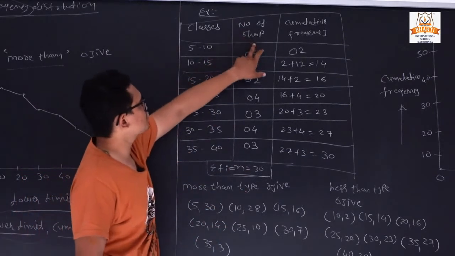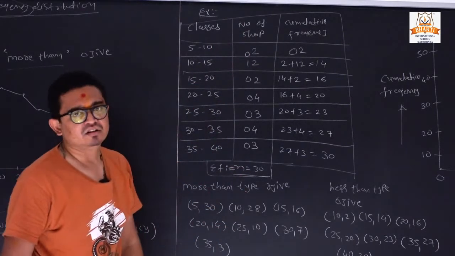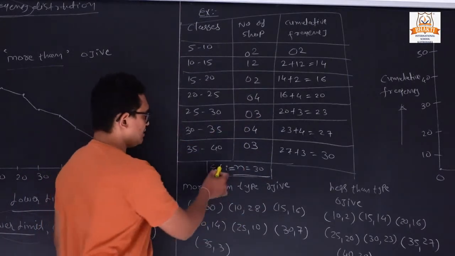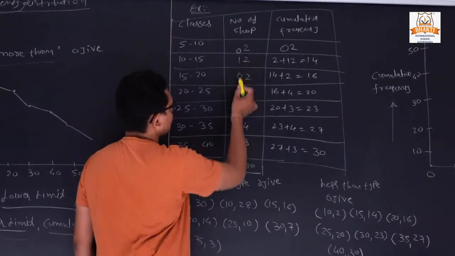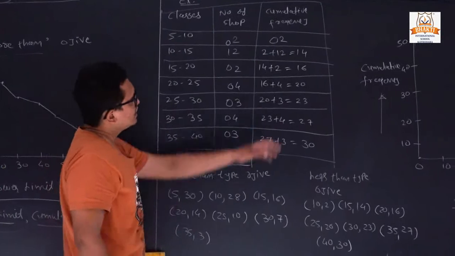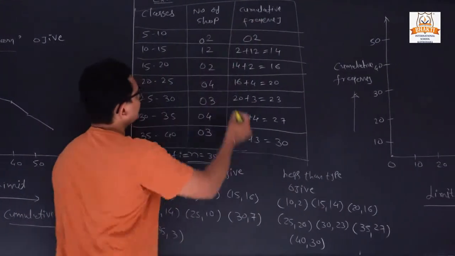And here the number of shops is given, so 2, 12 like that. The total number of shops is 30, because the sum of all these will be 30. Now the next thing is cumulative frequency. So how can we find the cumulative frequency?